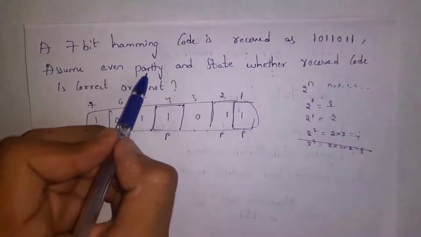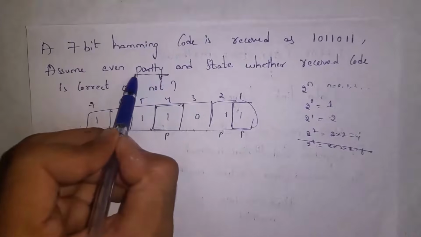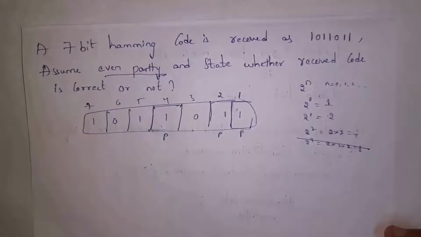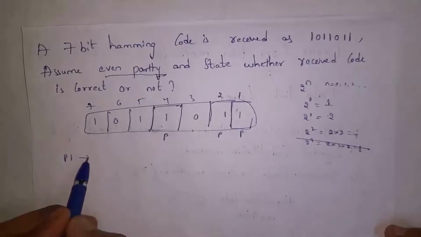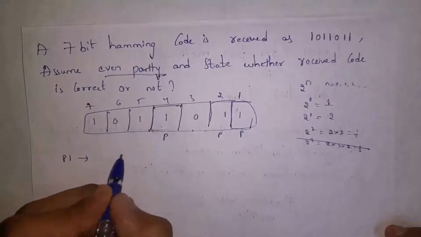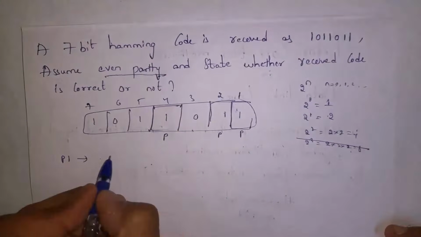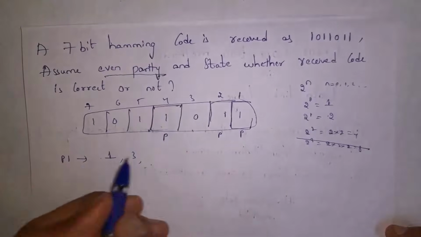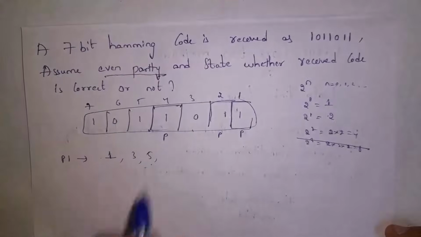Guys, in the question they gave even parity. Even parity is nothing but all parity groups must contain an even number of ones. If there is any odd number of ones, then our data contains errors. At first we will find the value of position 1. As P1 means take 1, skip 1 and start from 1, I'll take 1, skip 2, take 3, skip 4, take 5, skip 6 and take 7.